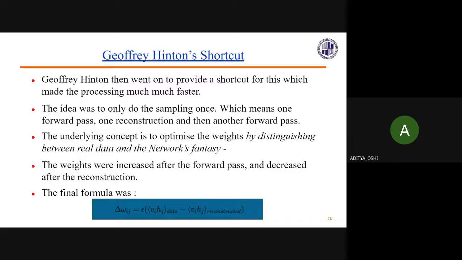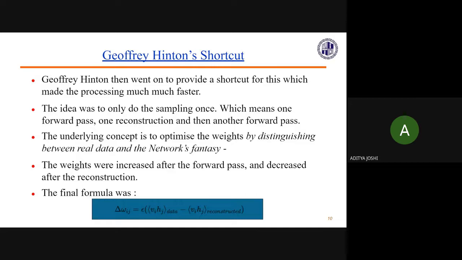So Geoffrey Hinton said that each and every time the model is trying to generate a fantasy, we will decrease the weights, and each and every time it's working on actual inputs and doing a forward pass, we'll increase the weights.